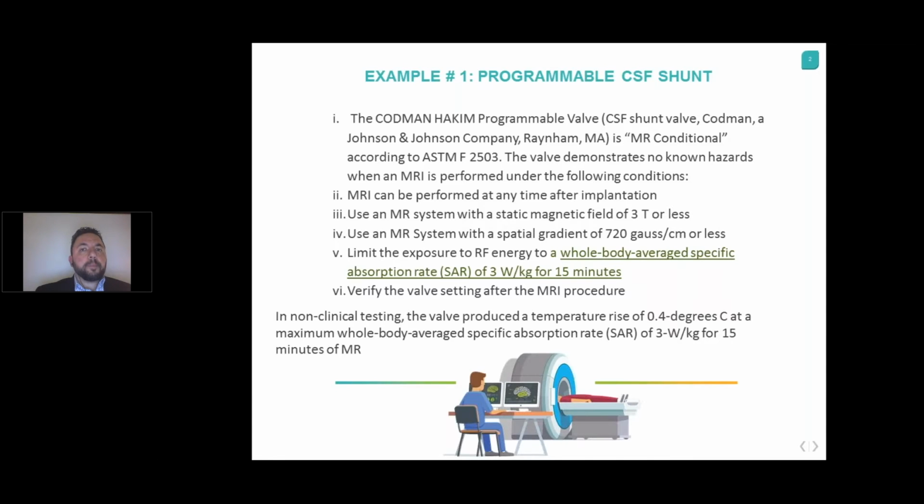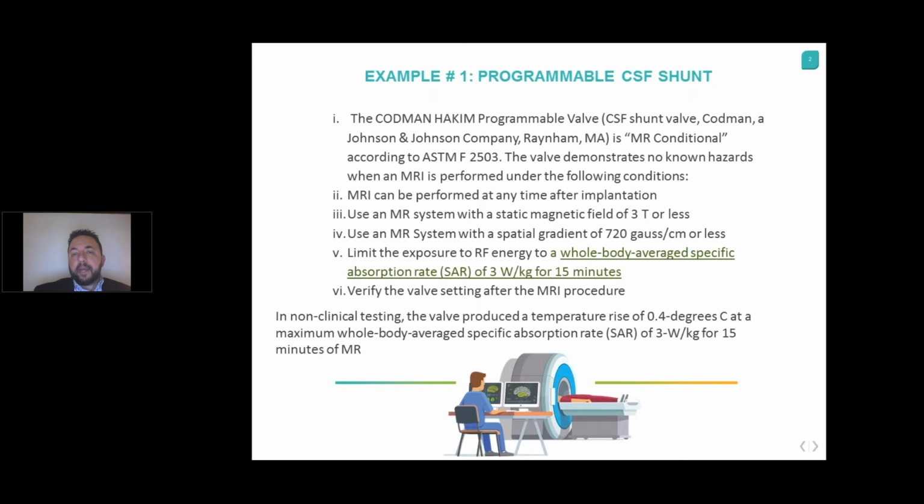Take, for instance, a programmable CSF shunt. We see this most often in patients with Chiari malformation or patients with hydrocephalus, and this is a treatment option for hydrocephalus. These valves are conditional for use in the MR environment, but a lot of what we do and our time constraint in the modality of MR is the researching of these implants and then applying them safely to our patients.